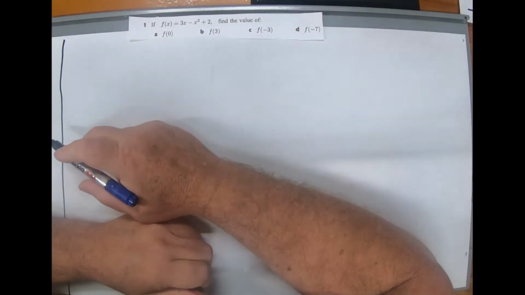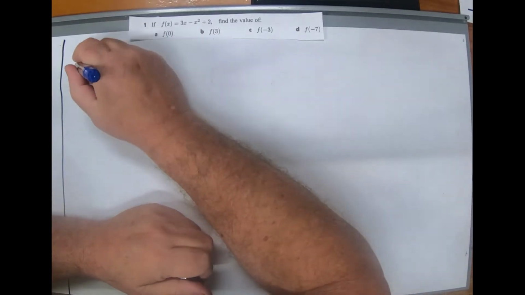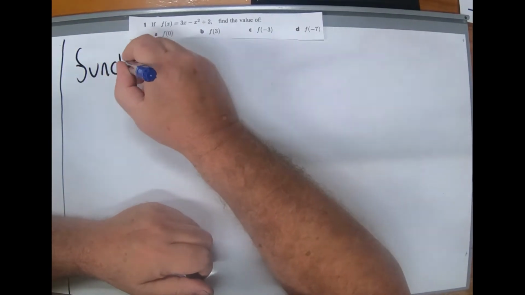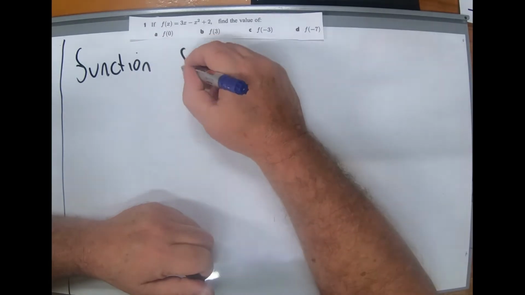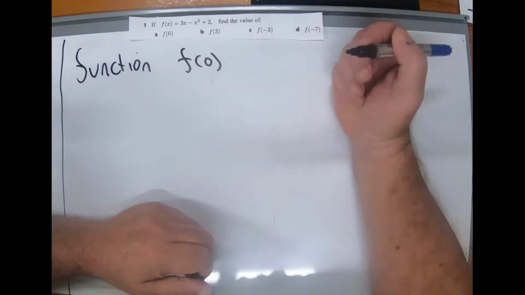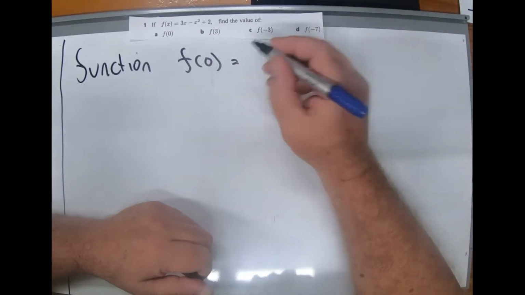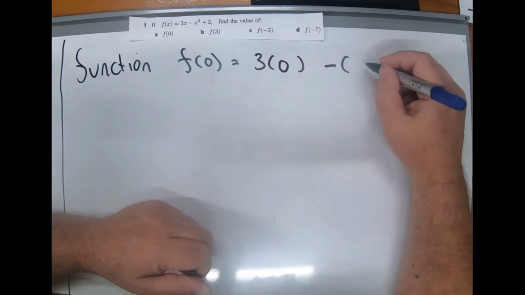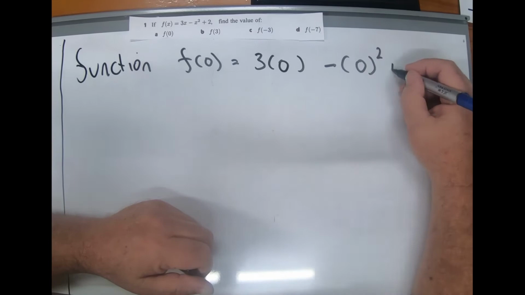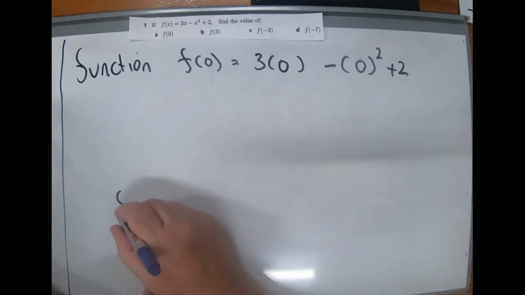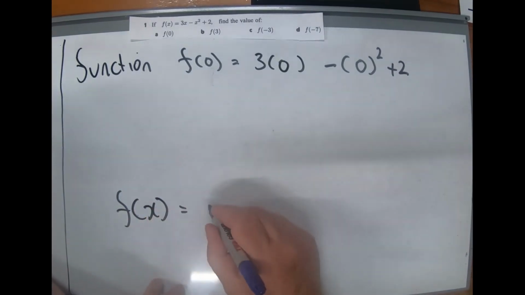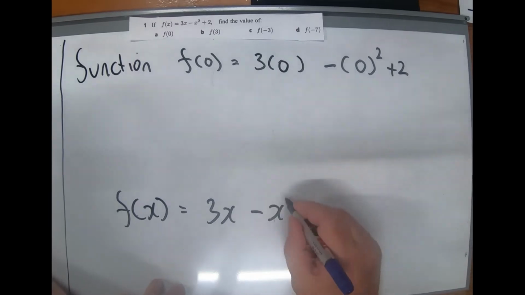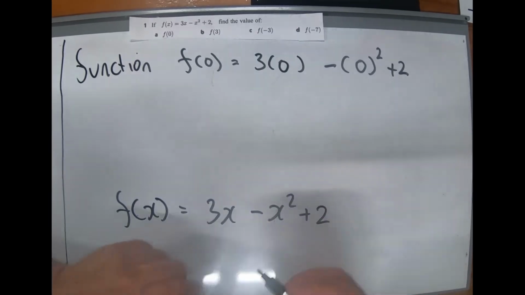Looking at a few substitution questions with functions using the f of x notation. So this notation is asking me to put a 0 wherever we see an x in the original function. Here's the original function. f of x equals 3x take x squared plus 2.